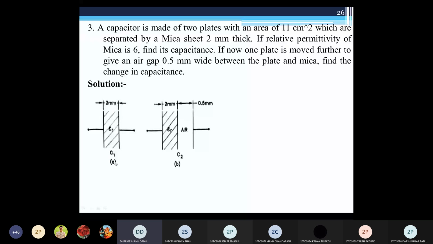Then it says that if one plate is moved further to give an air gap of 0.5 millimeter. So one plate is moved. You can see that this plate is moved by 0.5 millimeter because an air gap is present between them. So now there are two dielectric media, one is mica and one is the air gap. So now the value of capacitance C2 is for this condition when two dielectric media are placed. So you first calculate C1 with mica and then calculate C2 with mica as well as the air gap. All of you understand this example? Yes or no? Yes, sir. Okay, so calculate C1 first and give me the answer.